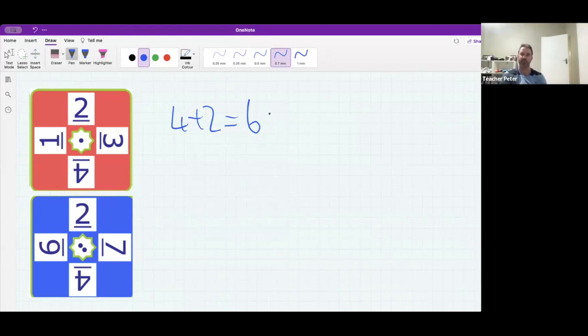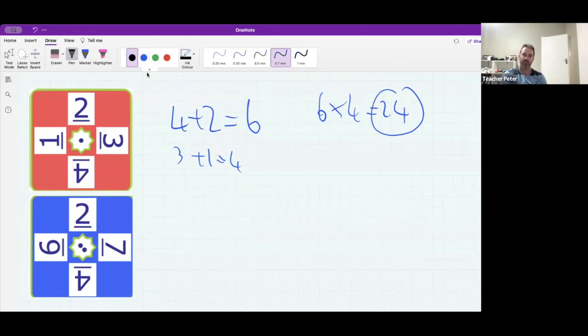What comes next? 3 plus 1 is 4. 6 times 4 is 24. Okay. Awesome. Awesome, awesome, awesome. Okay. What about the blue one? Can anyone do the blue one?